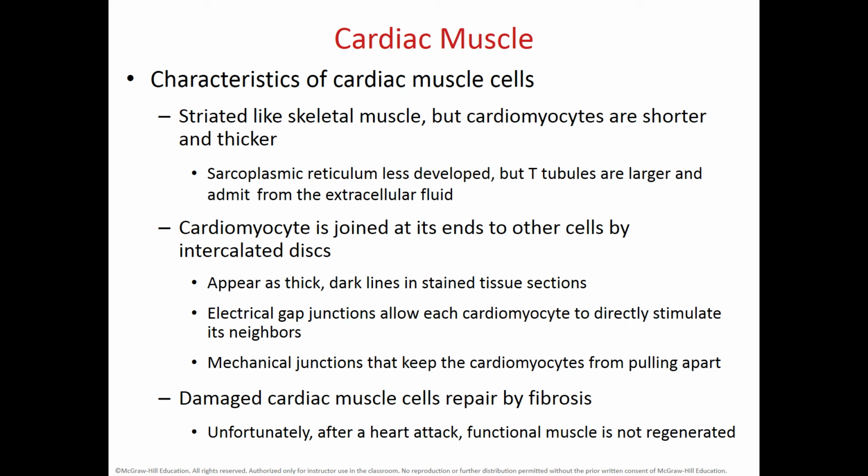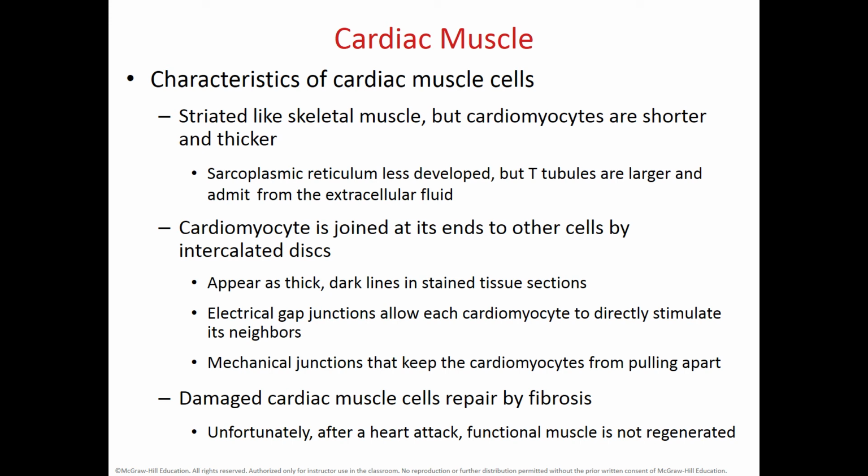Now, the cardiac muscle cells are connected by strong joints that are called intercalated discs that appear as thick dark lines in stained tissue sections. And these cells, the cardiomyocytes, are electrically connected by gap junctions. So this allows the muscle fibers of the cardiac muscle to share the same electrical charges. So that's why they can contract synchronously. And the mechanical junctions keep the cardiomyocytes from pulling apart. They are very strong connections.